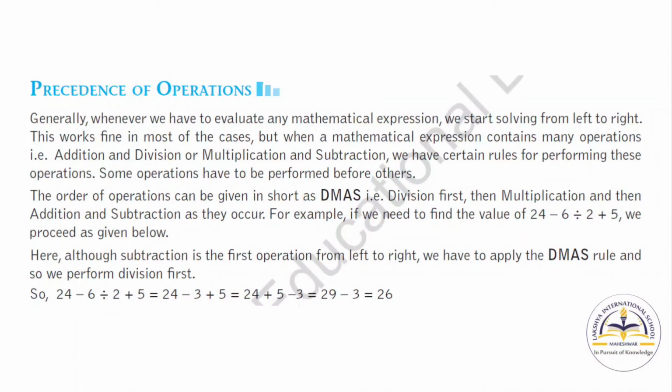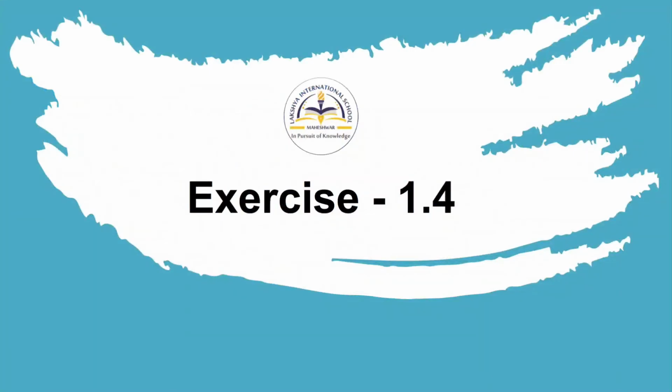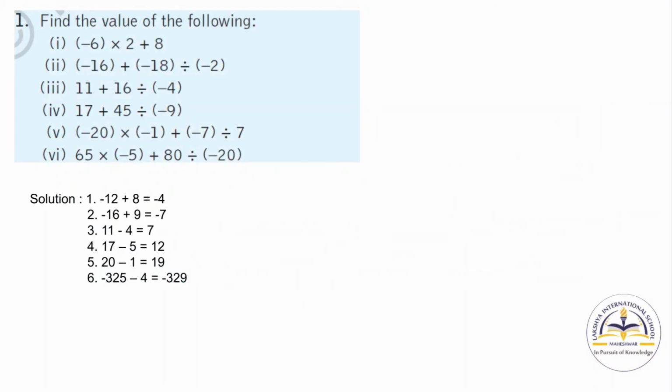Okay, now we will solve exercise 1.4. Question number 1, find the value of the following. First, minus 6 into 2 plus 8. So first we will solve the multiplication, as you already learned in our previous concept. So minus 6 multiplied by 2 is minus 12, plus 8. Minus 12 plus 8, the answer will be minus 4.